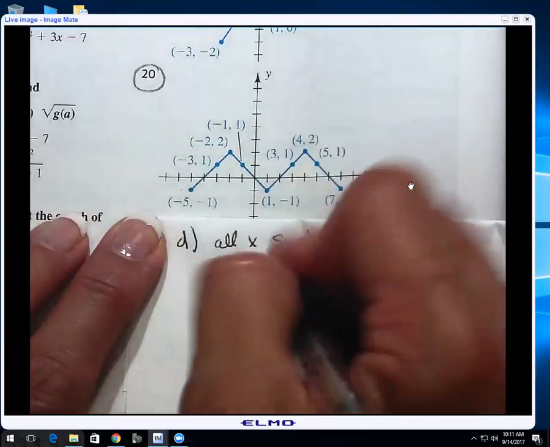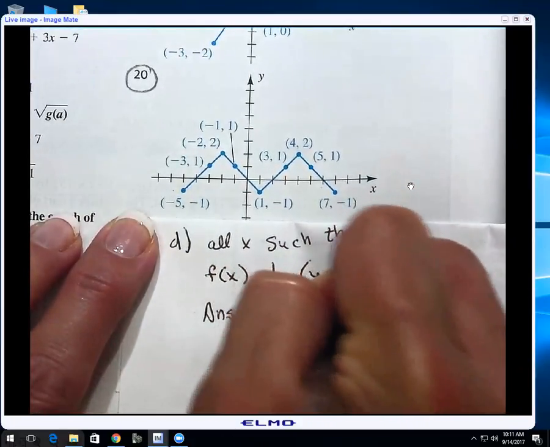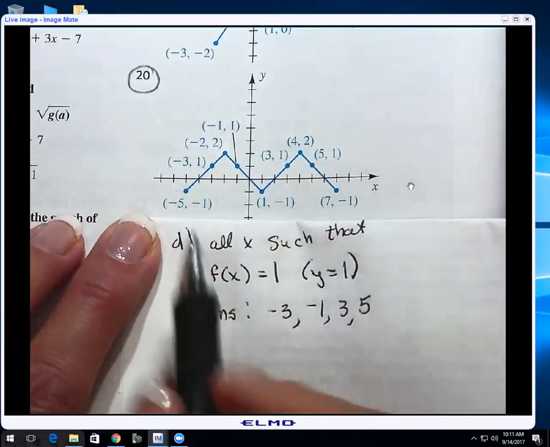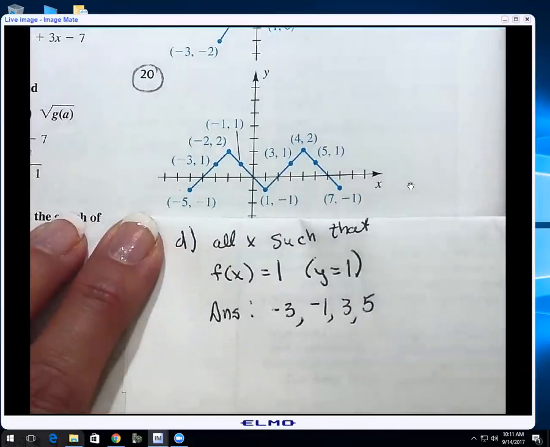Negative 3. Say them to me loudly, Miss Samantha. Negative 3, negative 1, 3, 4. All right, I wrote it down. Let me check it. Negative 3, negative 1, 3, and 5. Yep.